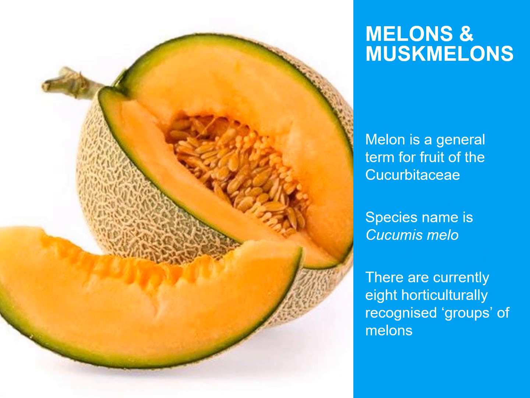So melons and muskmelons, the name is a kind of general term for fruit of the Cucurbitaceae family of plants, but the actual species name is Cucumis melo. And there are currently 8 horticulturally recognised groups of melon crops.